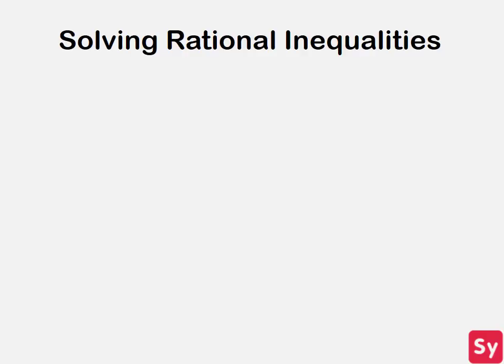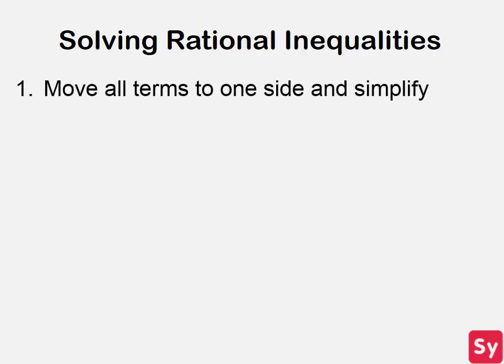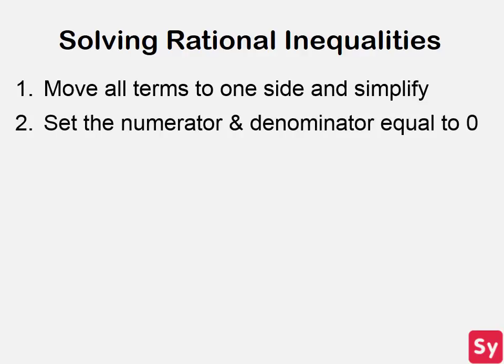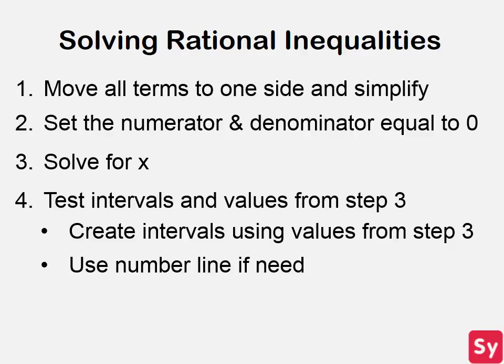In order to solve rational inequalities, first move all terms to one side of the inequality and simplify if needed. Next, set the numerator and denominator equal to 0. Then, solve for x. Finally, test intervals and the values you got for x from step 3. This step is the same as the fourth step for solving quadratic inequalities. For this step, using a number line will be very helpful.